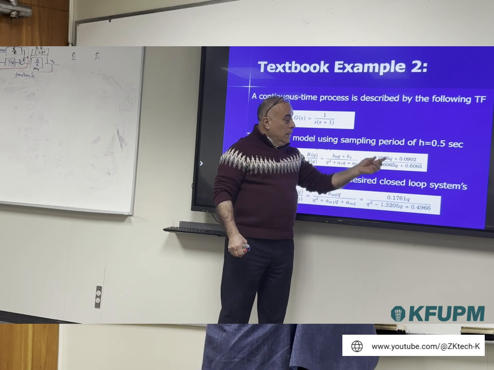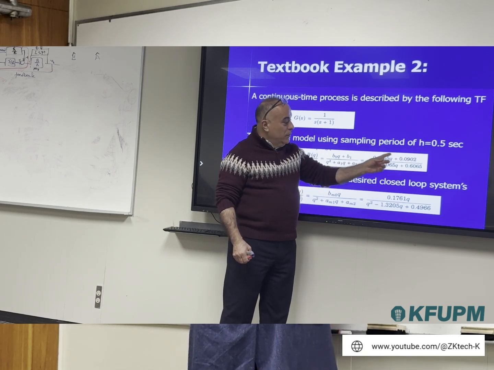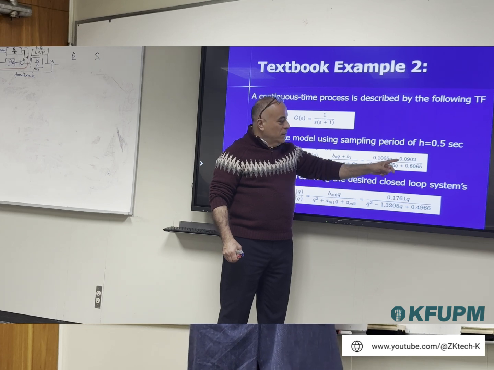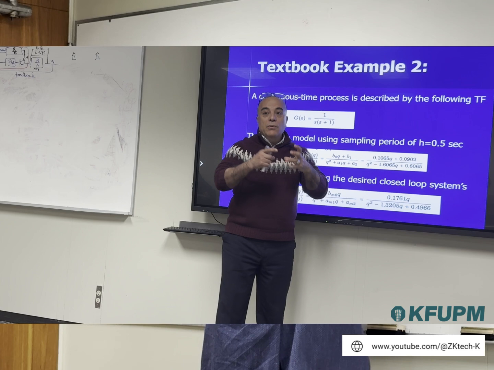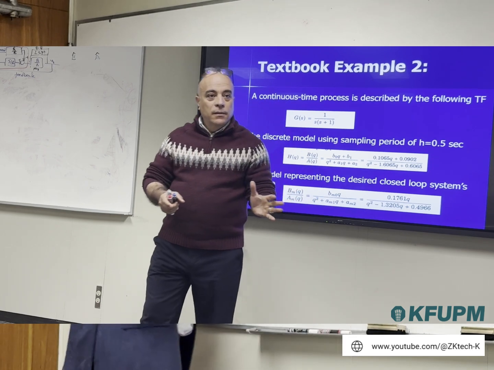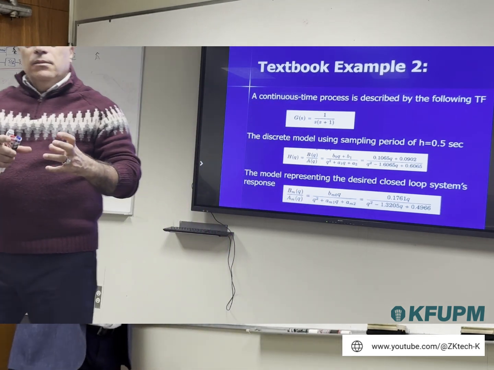It's 0.09002 divided by 0.165, which will be equal to B0 plus B1. This B1 is very small compared to this, so you know that it's less than 1. So it's within the circle, it's a stable zero, but it's negative.